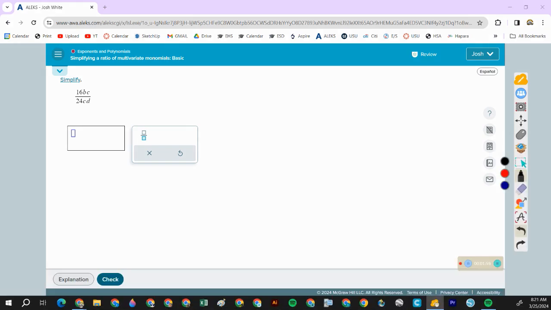All right. What's the largest factor that 16 and 24 share? It would be an 8. So I'm going to pull an 8 out of here, and I get 2 over 3. A single b on top, the c's cancel, and a single d on bottom.